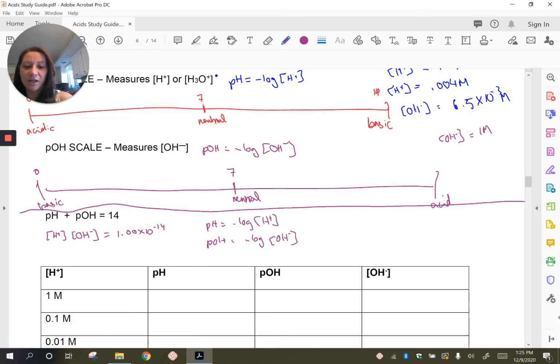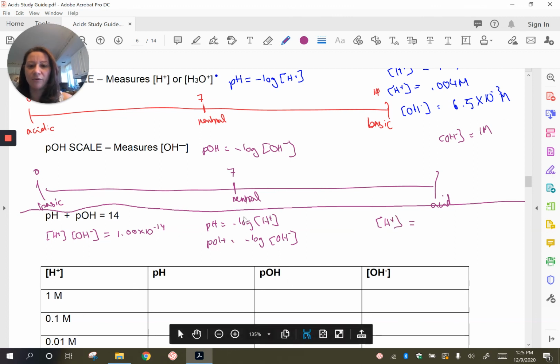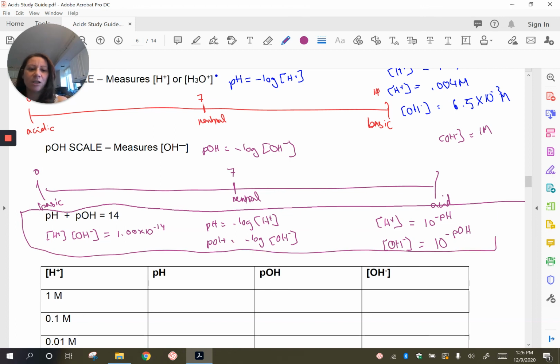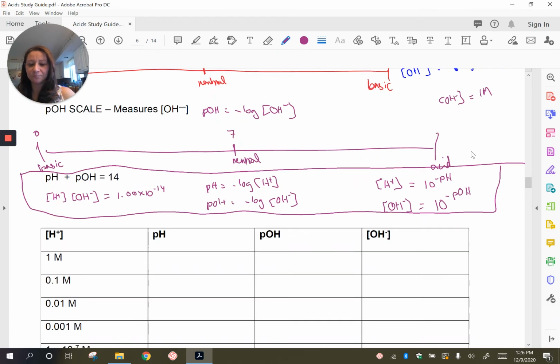If I'm given the pH and I want to find the H plus concentration, the inverse of this equation is 10 to the power. So if I want the H plus concentration and I have the pH, it would be 10 to the negative pH. Same thing if I'm given the pOH and I'm trying to find the OH minus concentration. So these 6 equations relate to each other and we can use them to do different calculations.